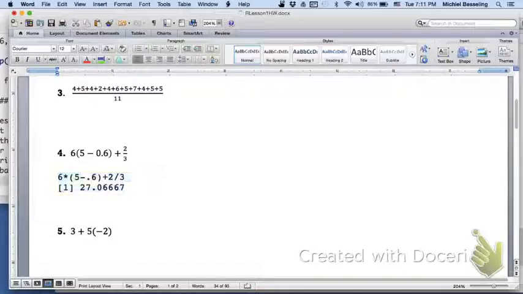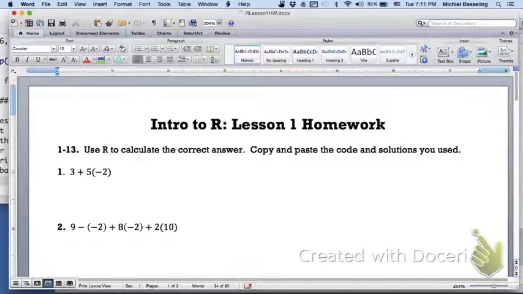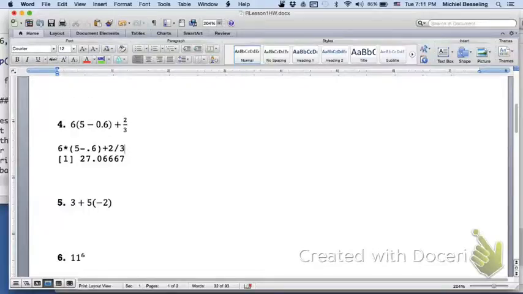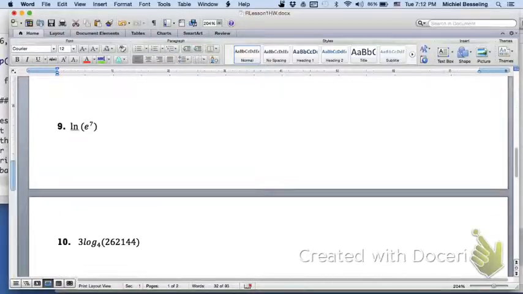So again, we're using R as a calculator to calculate the correct answer. And notice how I just put this in word for word, and then I got my answer there. That's my answer, 23.06.